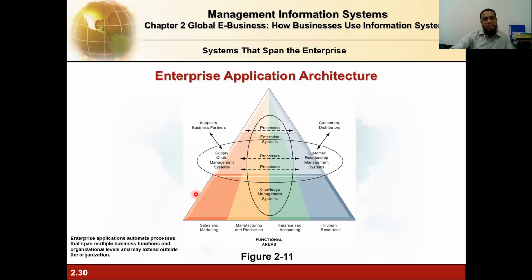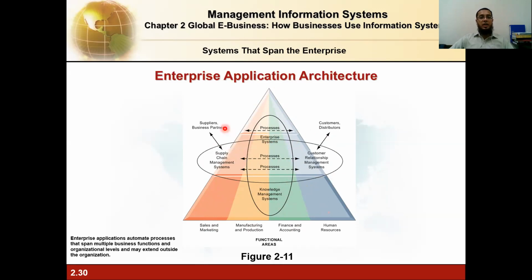Then ERP architecture, for example. You see that we have four functional business areas: sales and marketing, production, finance and accounting, and human resource. All those four areas have three layers: the operational layer, the middle layer, and the top layer. Here in the operational layer, we have TPS, transaction processing system. In the middle layer, we have MIS, or decision support system. Here we have executive support system. Here the knowledge management systems span all the three areas.